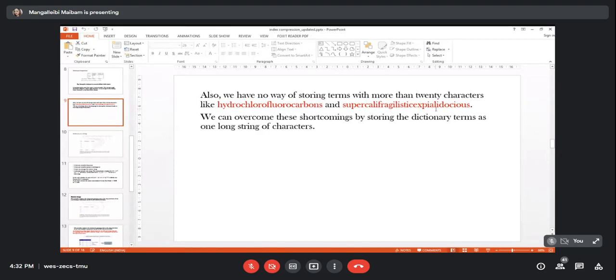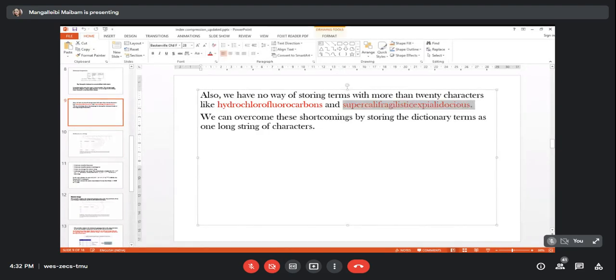Supercalifragilisticexpialidocious. For this word also, it's more than 20 characters, so we cannot store this word either. We don't often use this word, but sometimes when we do, we cannot store it in the memory. So this is another disadvantage.